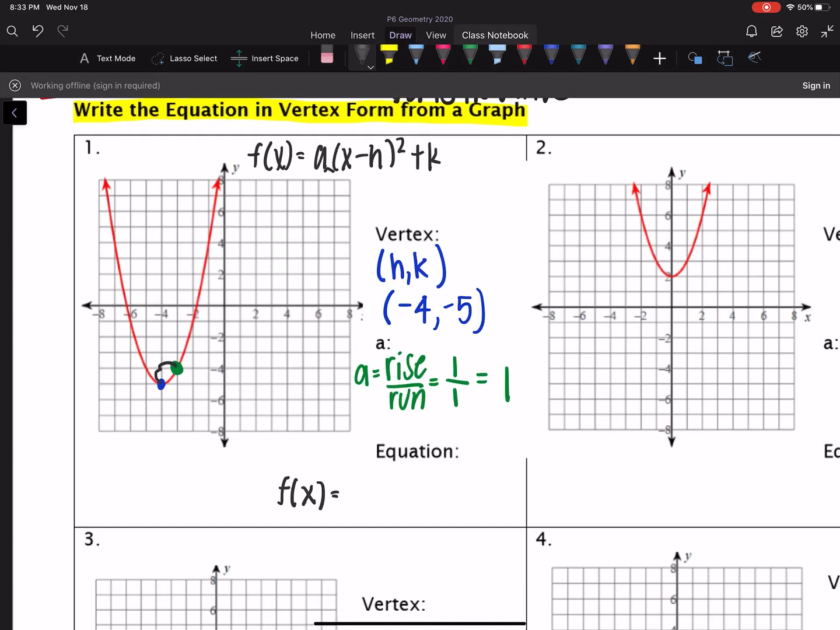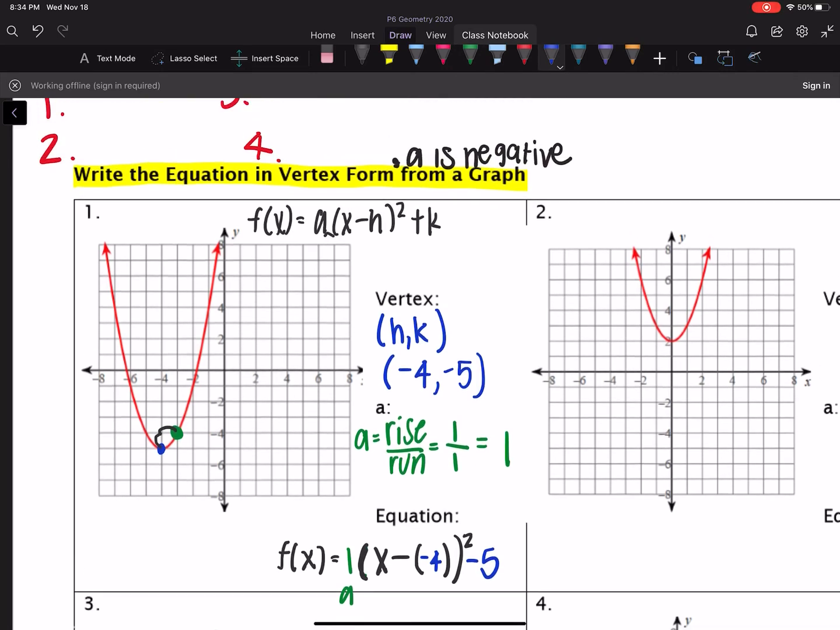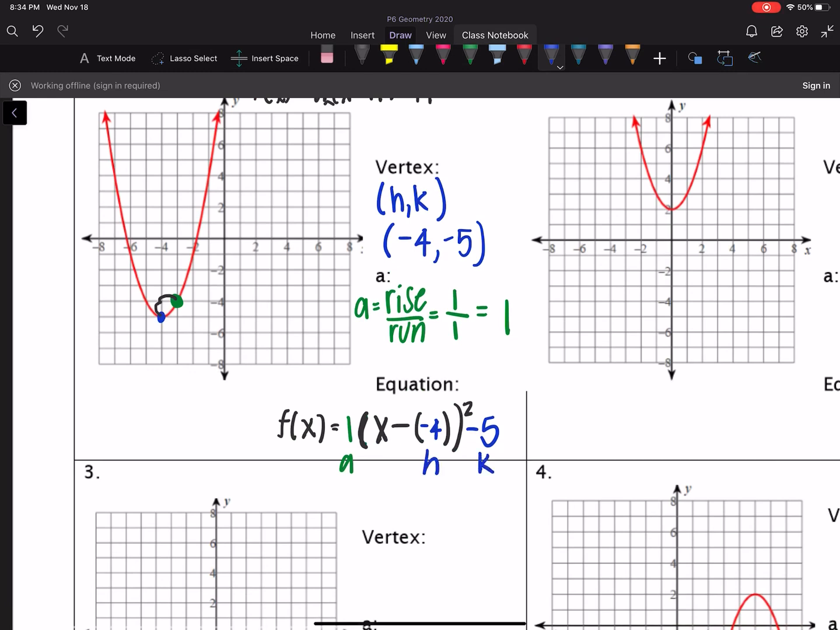So now that we have our a, h, and k values, I'm going to go ahead and plug those in to my vertex form of my equation. So my a value is 1, which is that coefficient out in front. On the inside, I have x minus h, which in this case it would be x minus -4, because my h value is -4. I'm going to square that. And then lastly, I have a -5 here because my k value is -5. So all I did here was just substitute my a, h, and k values into the vertex form.